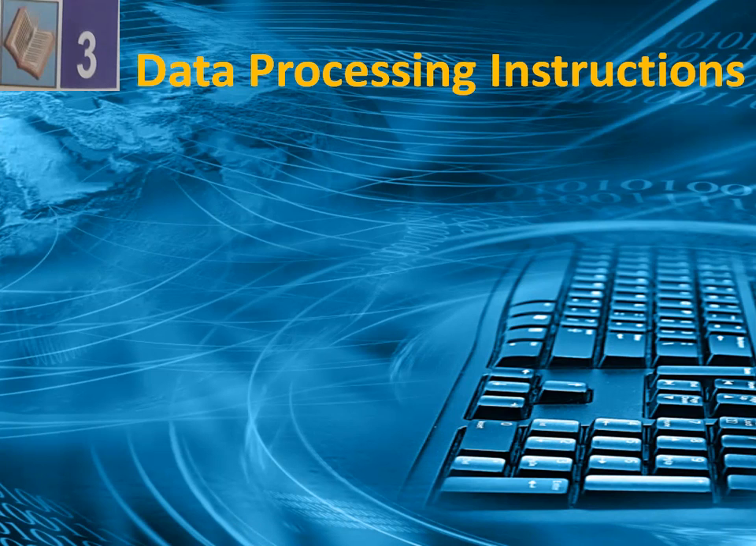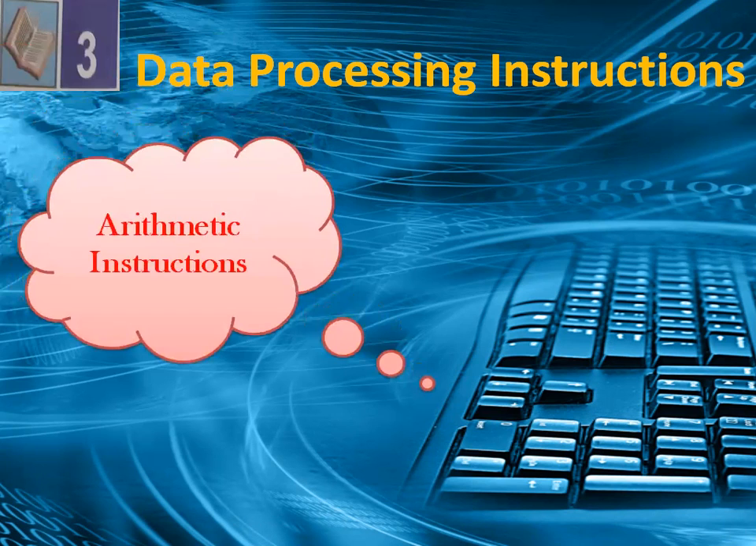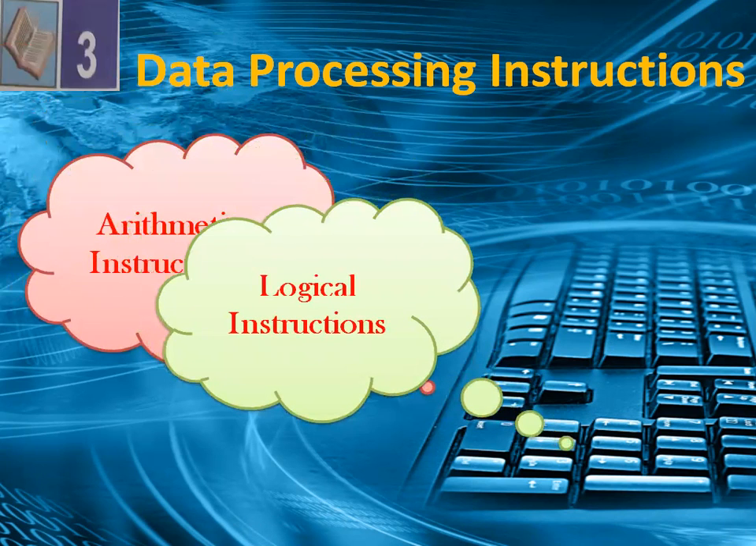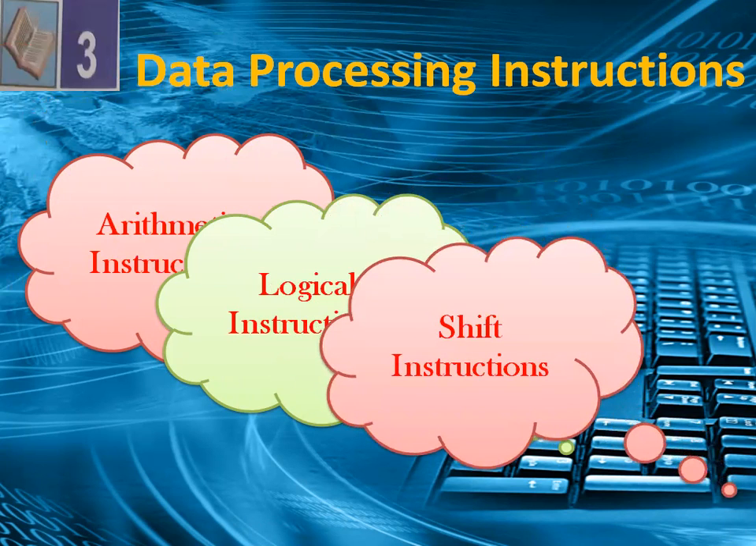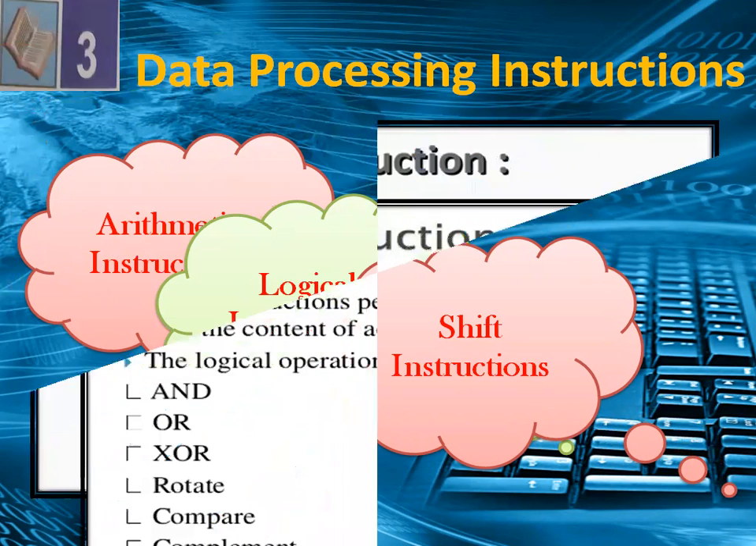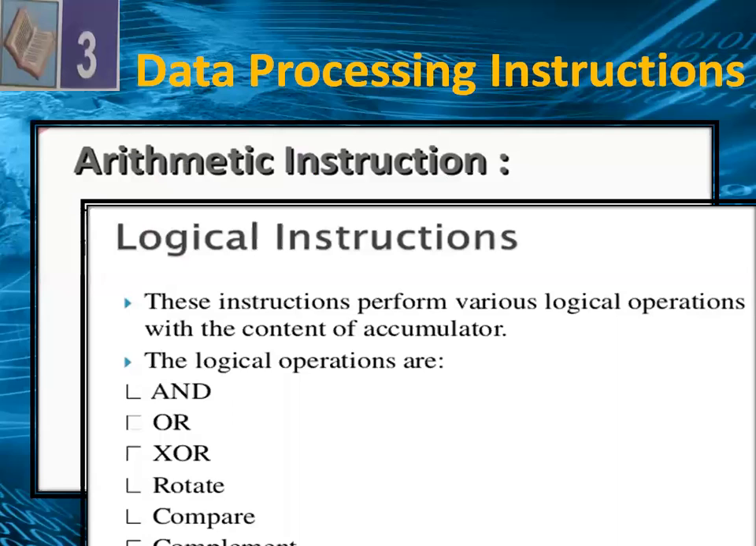So it can be classified into three types. The first type is arithmetic instruction. Then we have logical instruction. Then we have shift instructions. So basically, data processing instructions are responsible to perform data processing with the help of arithmetical, logical and shift instructions. So let's continue with logical and arithmetic instructions.